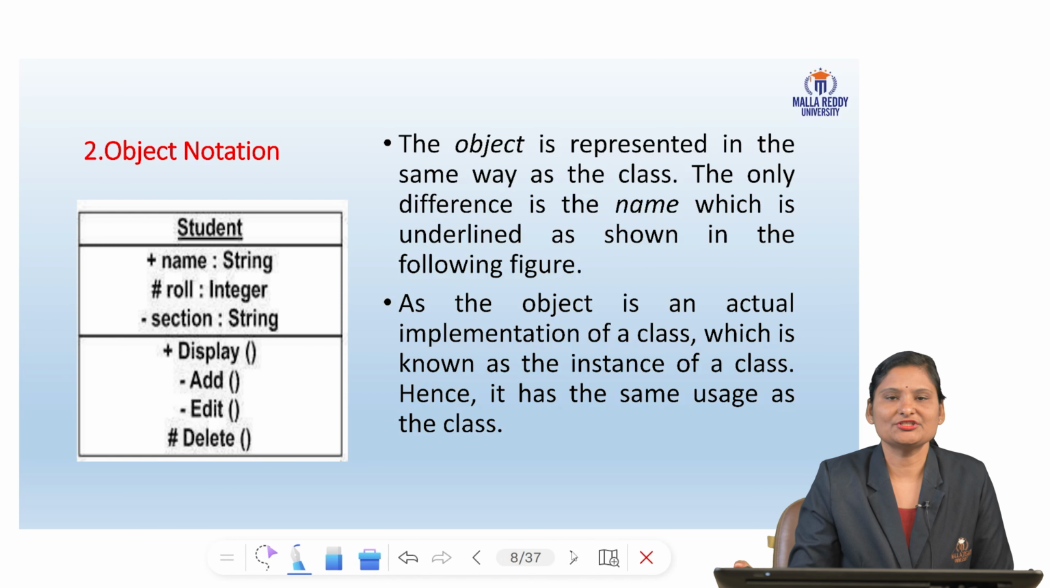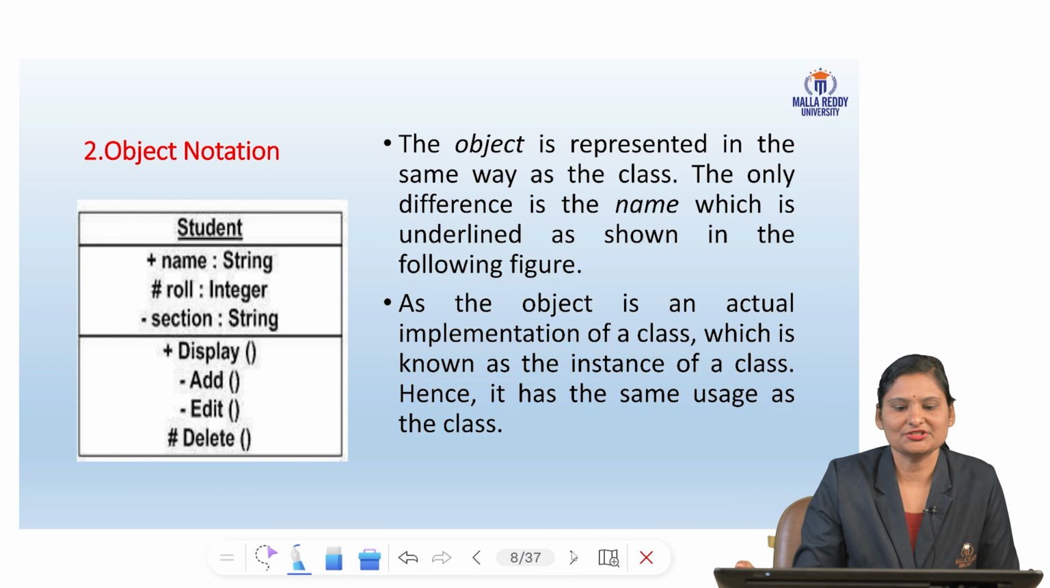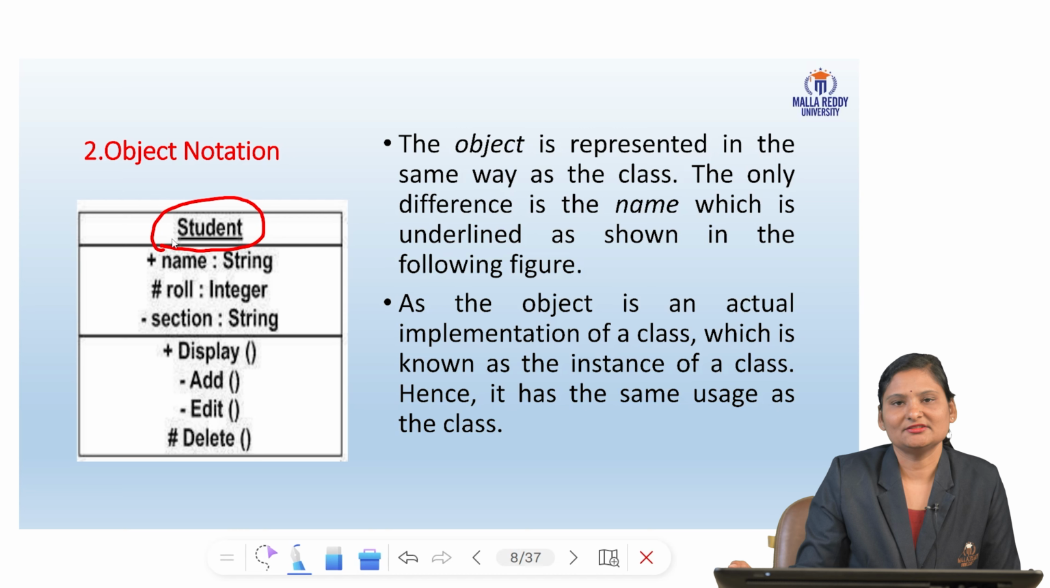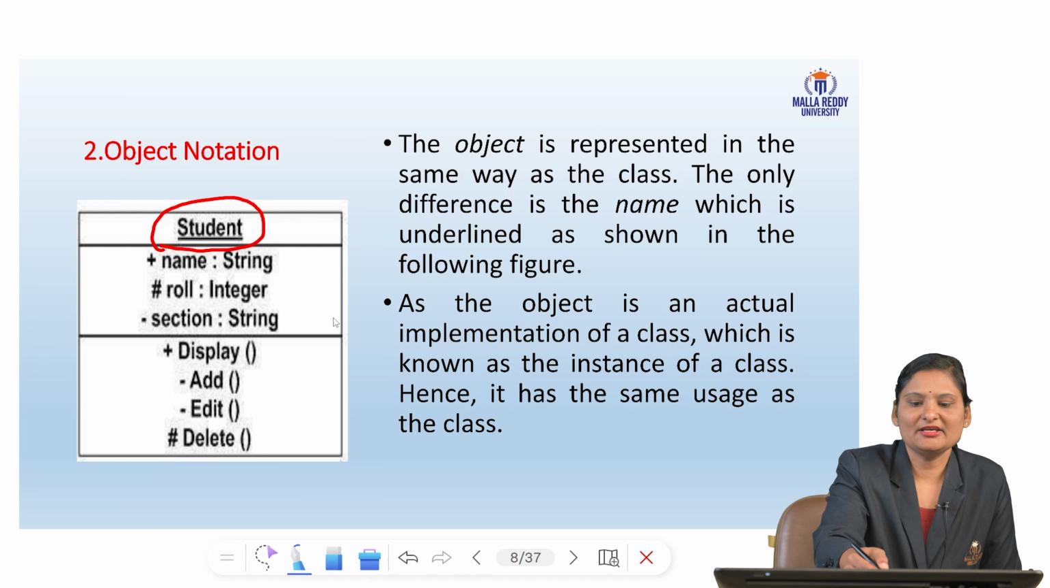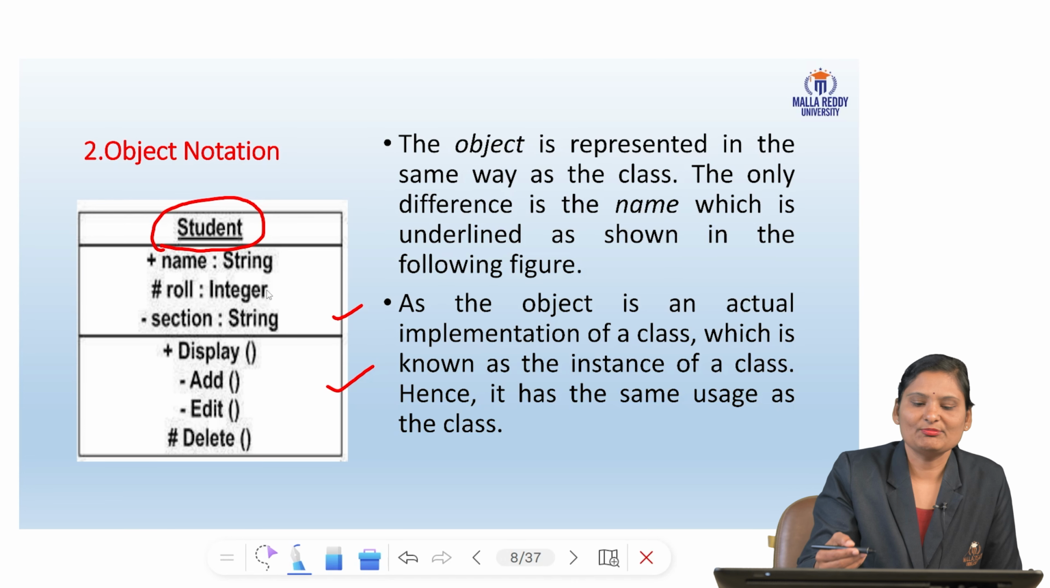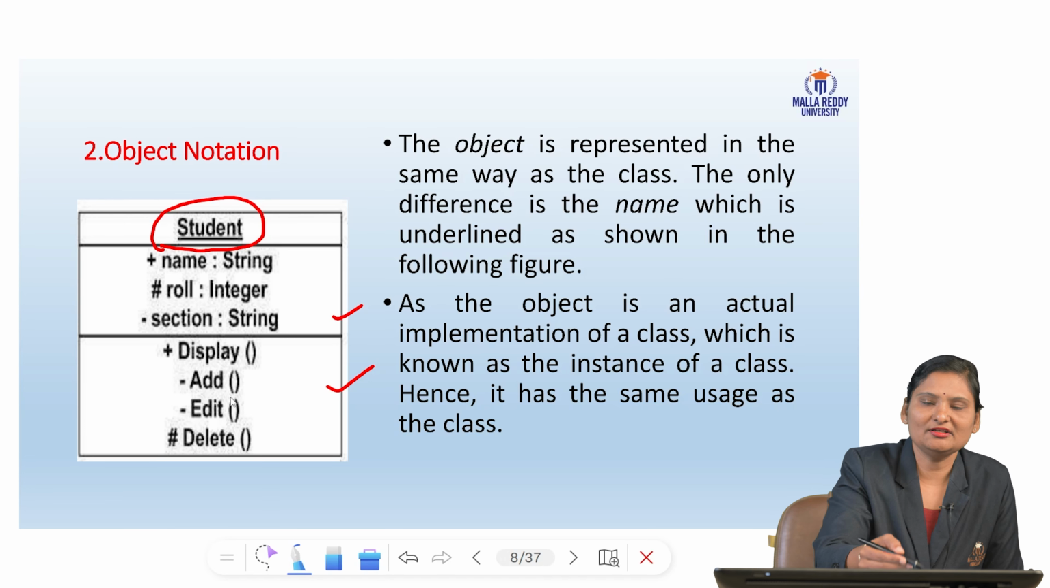The next notation we are going to discuss is object notation. Object notation is similar to class. It is represented in the same way as the class. The only difference in the notation of class and object is that here you can see the name of the object is underlined. The name of the class is not underlined. The name of the object is underlined. It also consists of two other important parts: information, nothing but attributes, and operations.